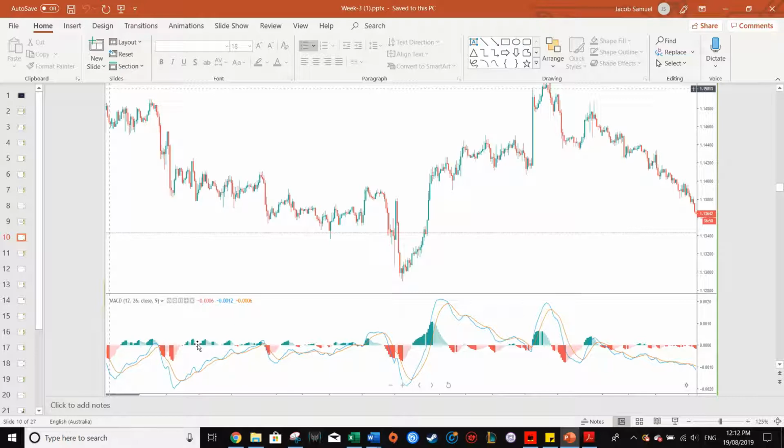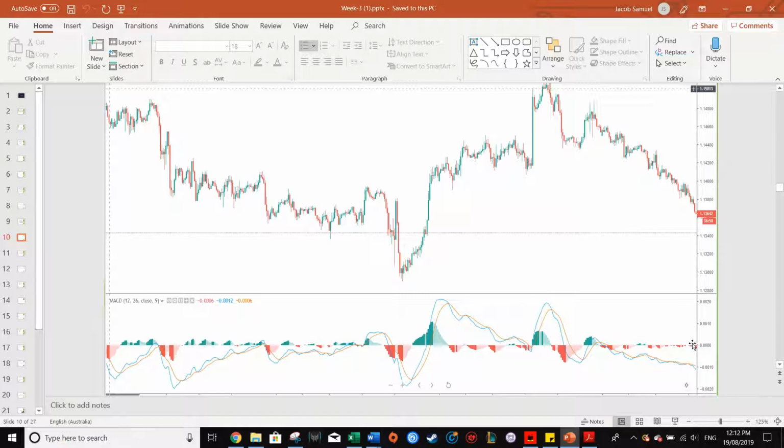Now, my concern is not the histogram. I don't care about the histogram, because I don't care how many buyers there are in comparison to the sellers. If I wanted, I could just use a volume indicator, which is shit. In this case, my concern is the moving averages and this threshold line. See this line here of 0? That's my concern.